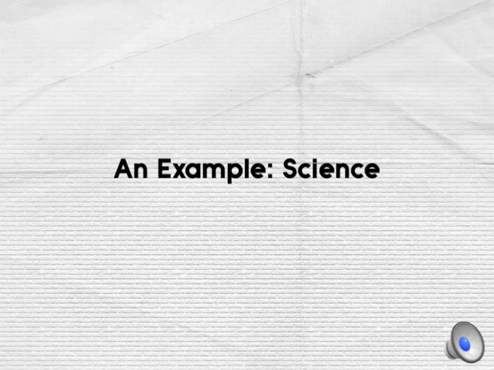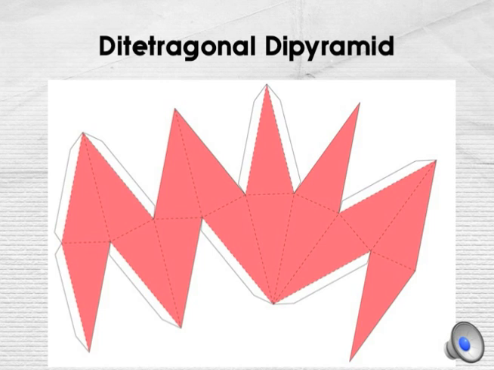So let's look at our first example. This example is from geology. Imagine that you're a chemistry or geology teacher and you're trying to teach students about gemstone cleavage or crystal cleavage, how a rock breaks down. Well, this turns into a shape called the Ditetragonal Dipyramid, which is a way a particular type of gem or rock breaks down.